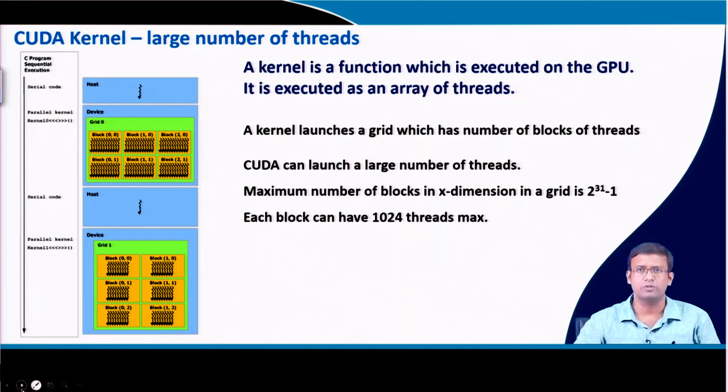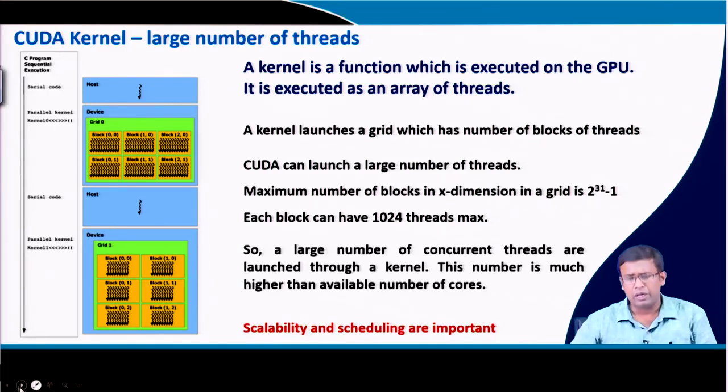These are the limits in modern GPUs like the P100, V100 Tesla series GPUs. So in total we can launch 2 to the power 31 into 60,000 into 60,000 into 1024. That is the maximum number of threads that we can launch. So a large number of threads can actually be launched when a kernel is operated.